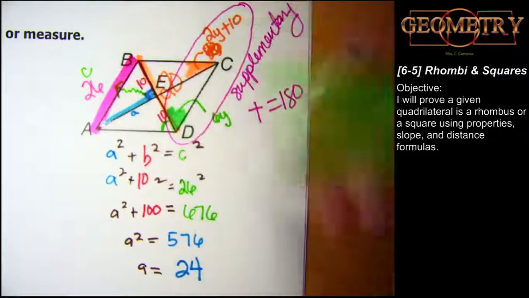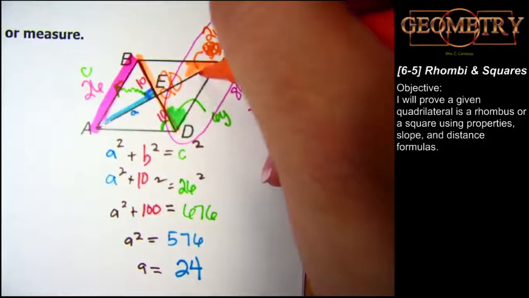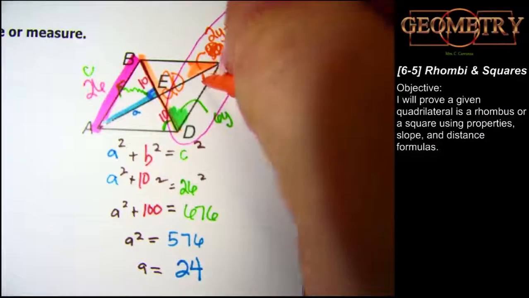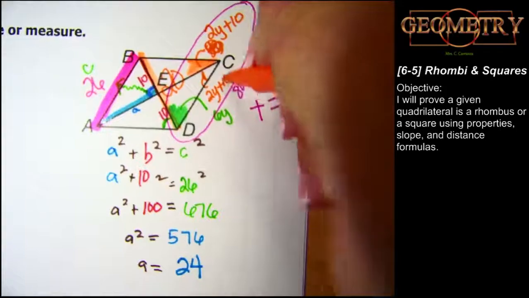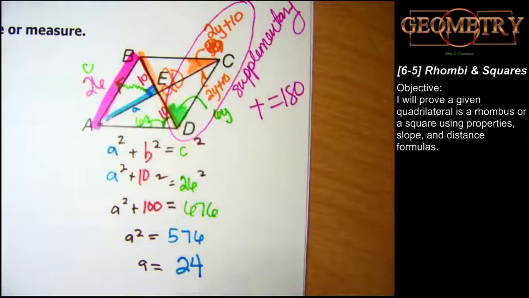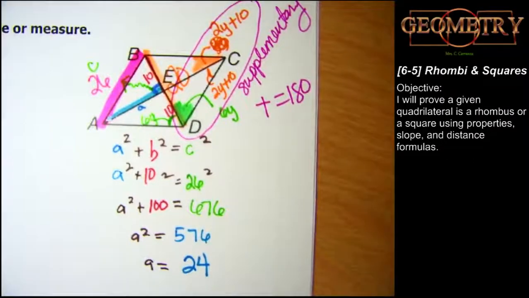I don't know what this angle is, and I don't know what this angle is. But it's the same as the ones that I've already colored, because this is a rhombus. And in a rhombus, the diagonals bisect those corners, which means if this is 2y plus 10, then this is 2y plus 10. And if this is 6y, then this is 6y. And so all 4 of those little tiny angles added together must give me 180. And now I have an equation that I can solve.